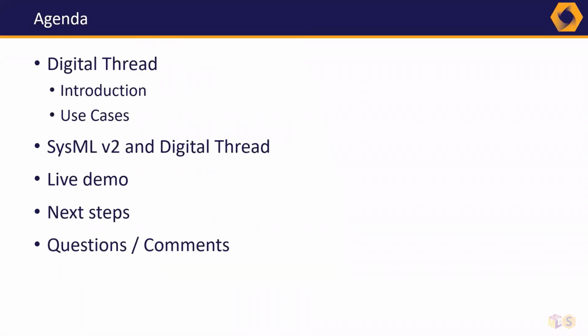Here are the things that we'll walk through with you on the presentation. We'll talk about the digital thread. We'll introduce the concept of a digital thread. We'll talk about the use cases for a digital thread. And then we'll dive straight into SysML v2 and digital thread. We want to test drive the in-development SysML v2 API and services as part of the OMG SysML v2 submission team and try to build a digital thread out of it to see what happens. We'll do a live demo and we'll discuss some of the next steps and then open it for questions and comments.